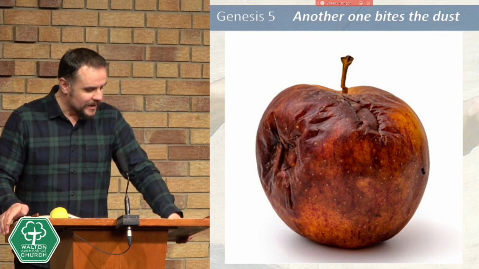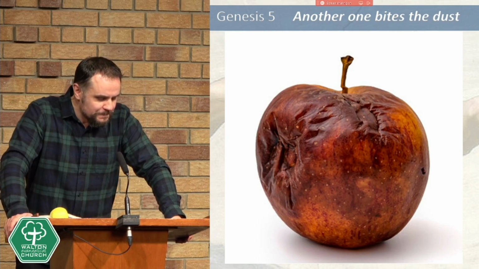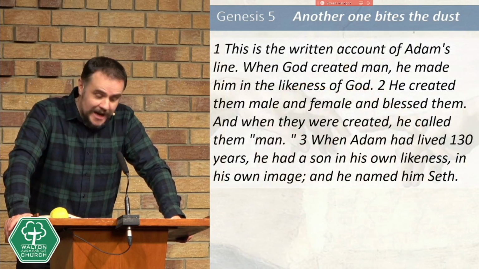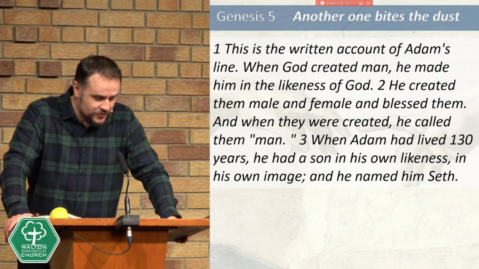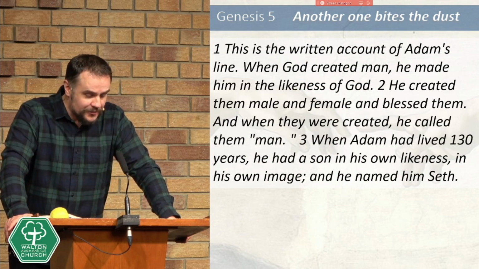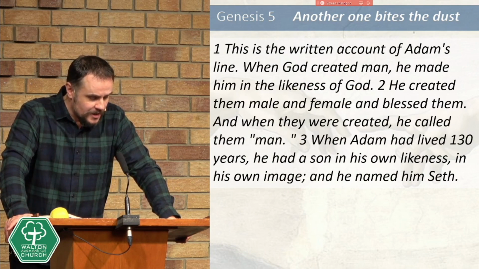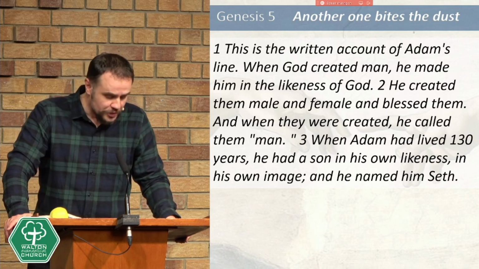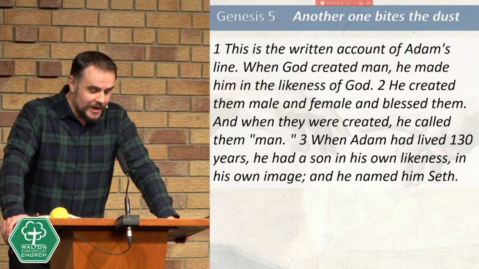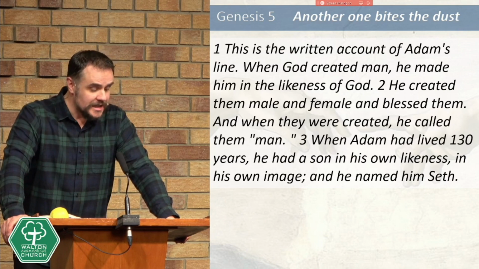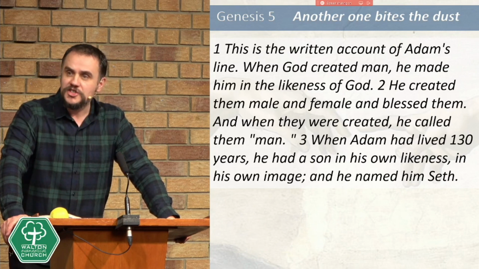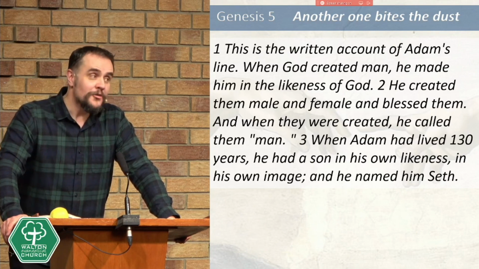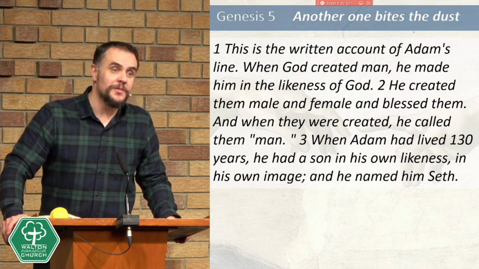Well, have a look at chapter 5, verse 1. This is the written account of Adam's line. When God created man, he made him in the likeness of God. He created them male and female and blessed them. And when they were created, he called them man. When Adam had lived 130 years, he had a son in his own likeness, in his own image, and he named him Seth. Verses 1 and 2, they should sound familiar to you.